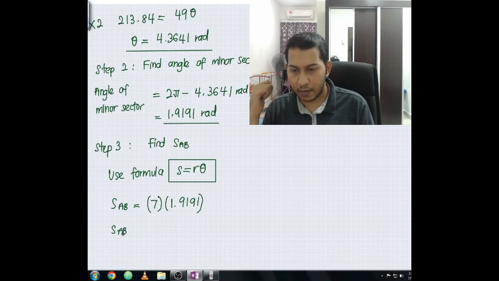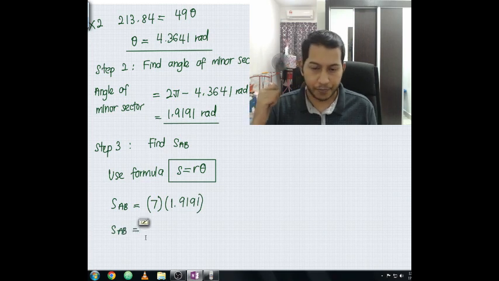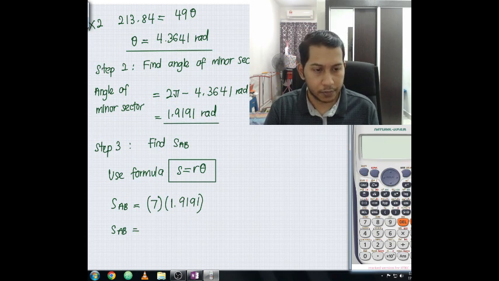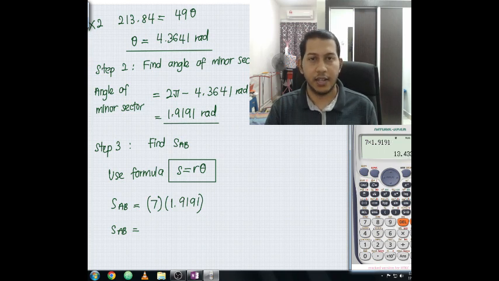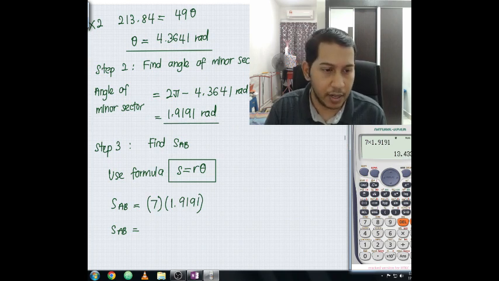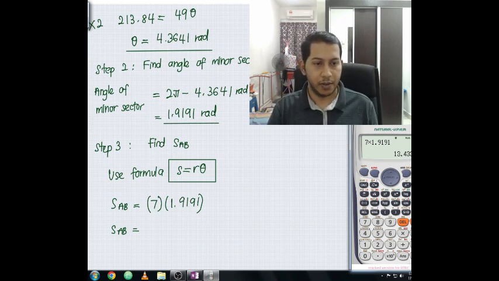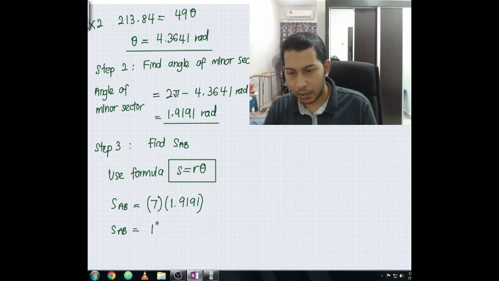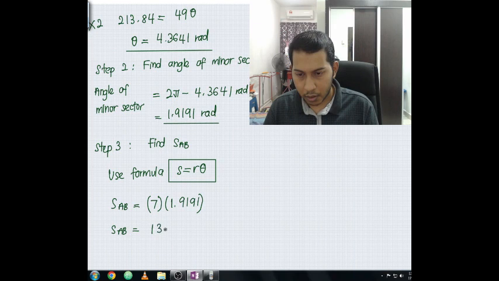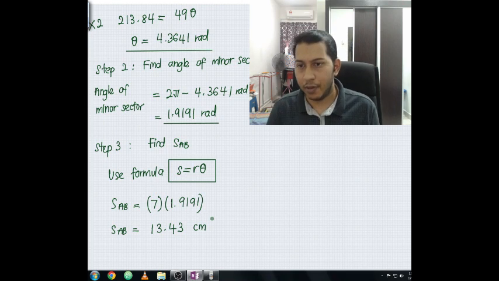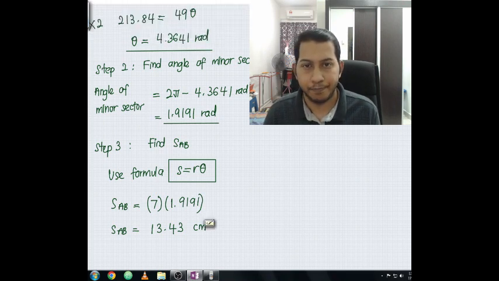So from here you get the length of the minor arc AB is, so let me open the calculator. So 7 times with 1.9191. Okay, so you calculate this. So your length of minor arc will be 13.43 centimeter. So this will be your final answer. 13.43 centimeter. So this is your answer for the second example.